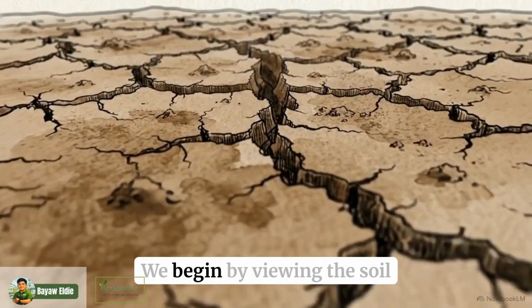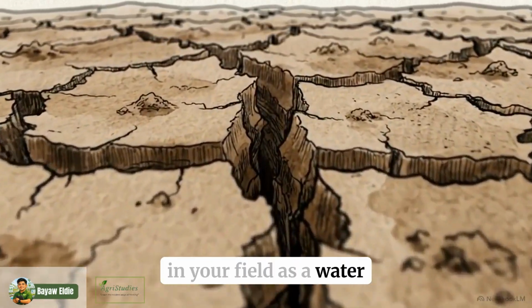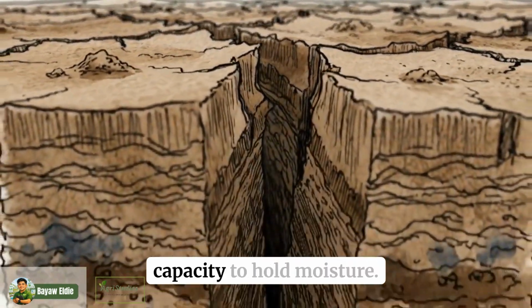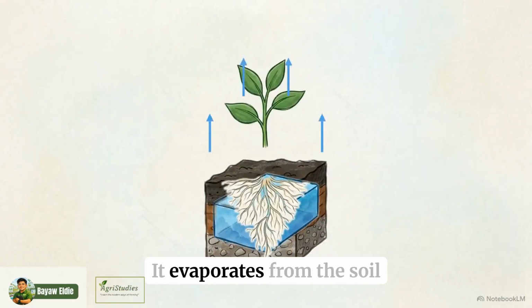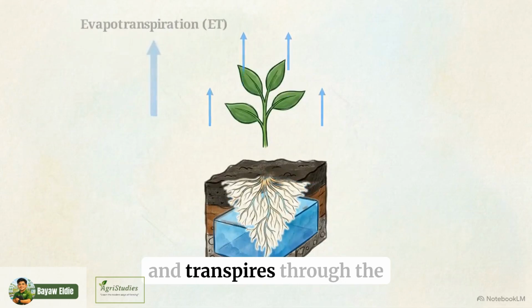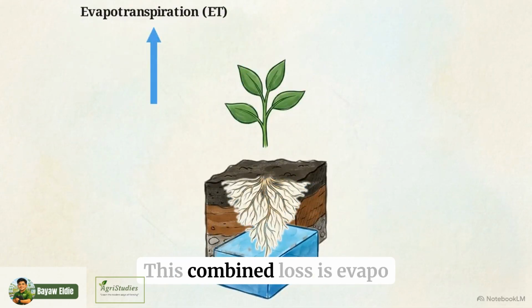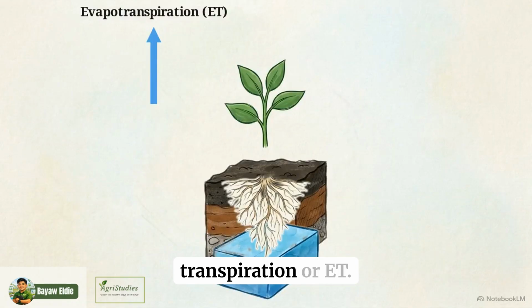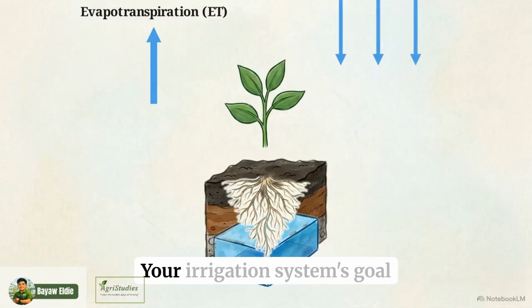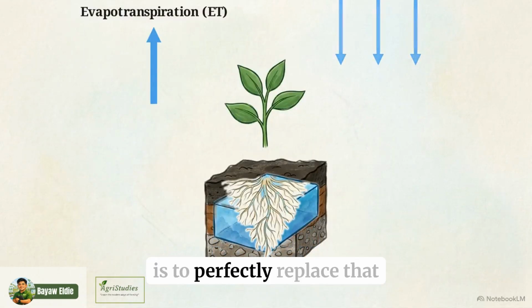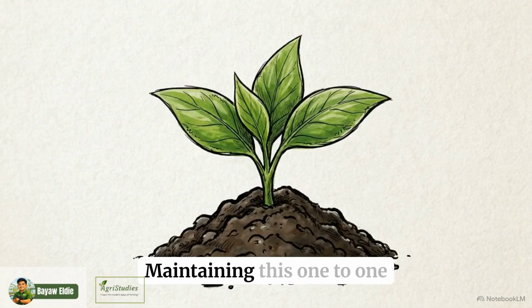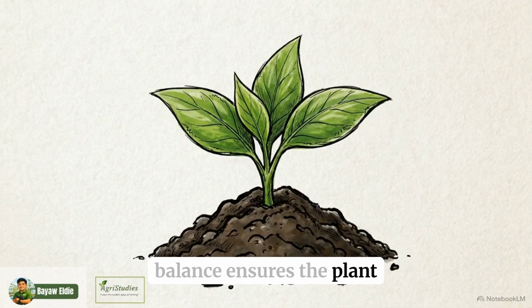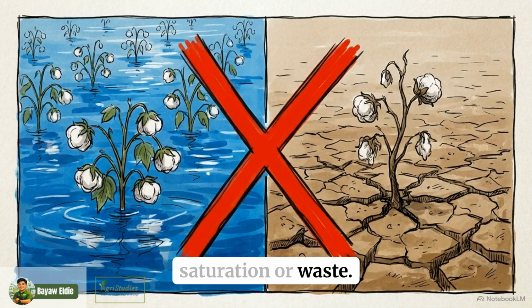process. We begin by viewing the soil in your field as a water reservoir with a specific capacity to hold moisture. Water leaves the reservoir in two ways. It evaporates from the soil and transpires through the plant's leaves. This combined loss is evapotranspiration, or ET. Your irrigation system's goal is to perfectly replace that lost volume, keeping the reservoir balanced. Maintaining this one-to-one balance ensures the plant has constant access to water without the risk of oversaturation or waste.